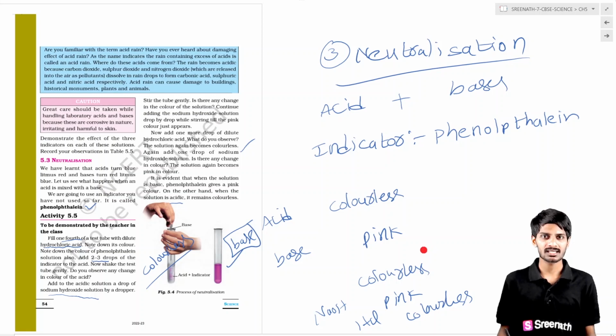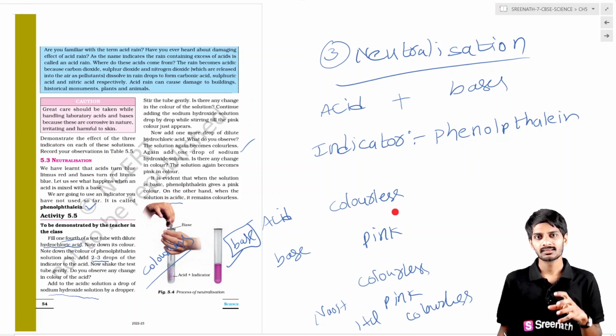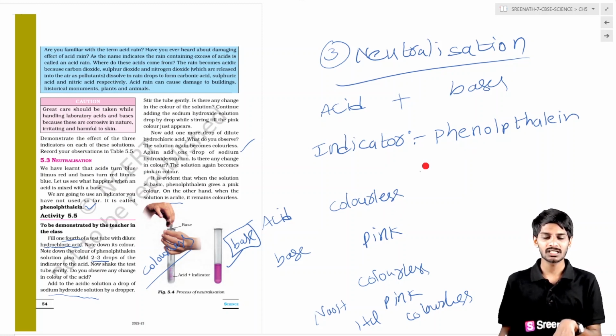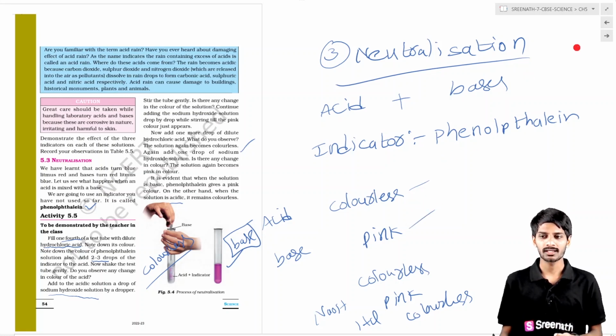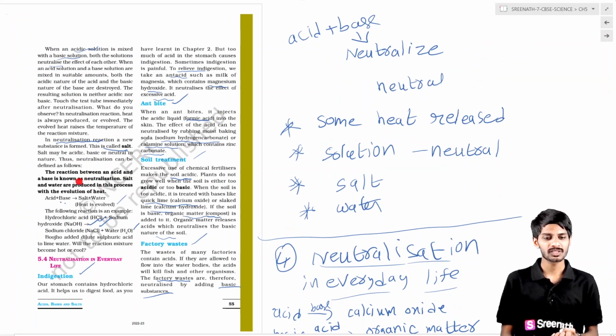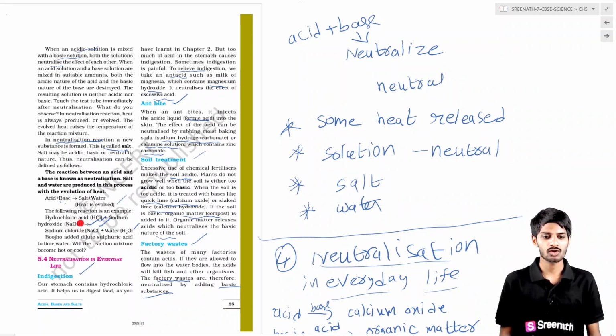So finally, what you can understand, whenever there is an excess quantity of acid, the solution becomes acidic and the phenolphthalein shows colorless. And whenever we are adding more base, the solution becomes more basic and the phenolphthalein indicator shows the pink color. Okay. So the reaction between acid and base is called neutralization. Salt, water and heat are produced in neutralization. Basically, when HCl is mixed with sodium hydroxide, sodium chloride will be formed, which is common salt, iodized salt, which is used in our kitchen, in our dishes.